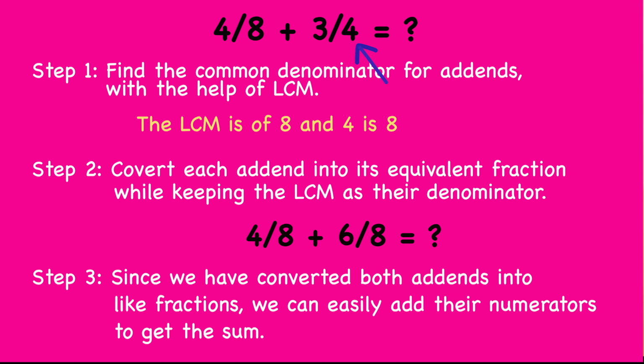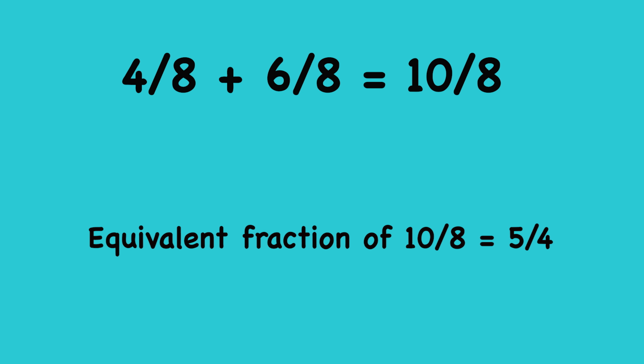So we don't need to change it into its equivalent form. However, the next addend 3 by 4 needs to be converted into its equivalent fraction in order to bring the same denominator as the LCM. Hence, we will multiply both numerator and denominator by 2 and write its equivalent fraction as 6 by 8. Next step, since we have converted our addends into like fractions, we can easily add their numerators and get the sum. Therefore, 4 by 8 plus 6 by 8 is equal to 10 by 8.